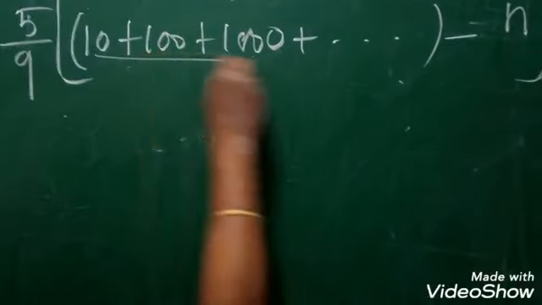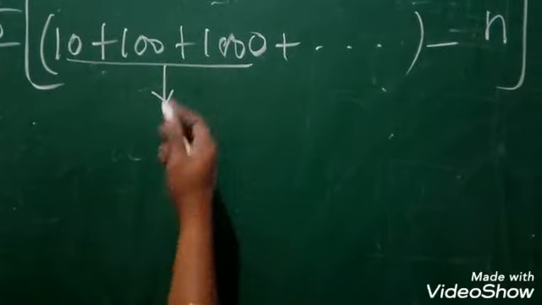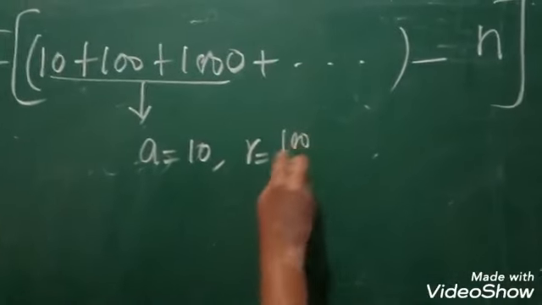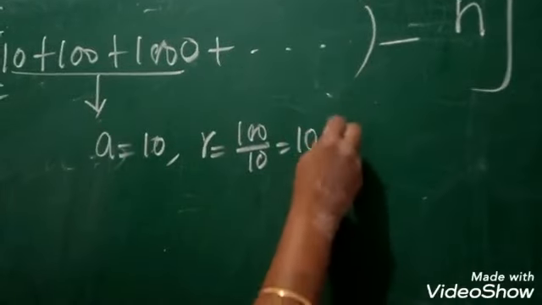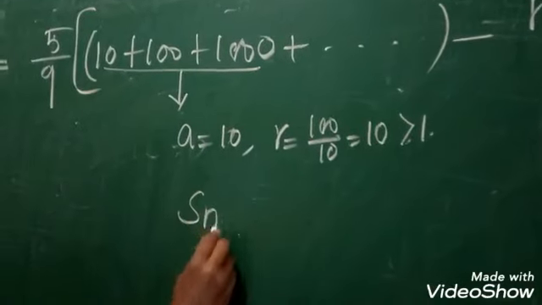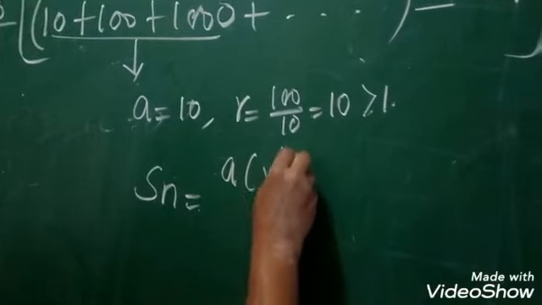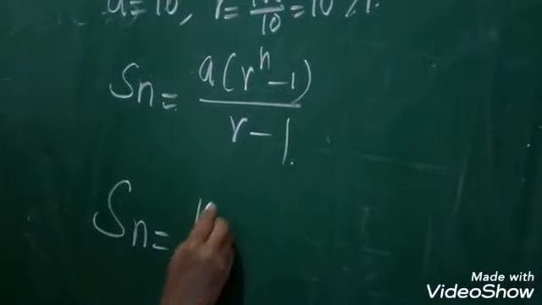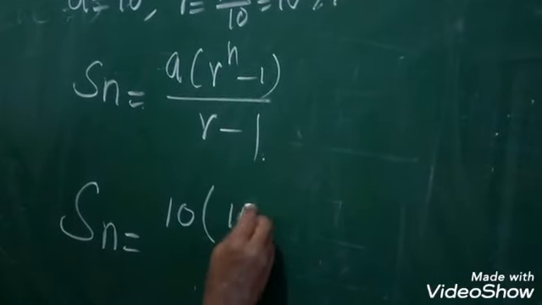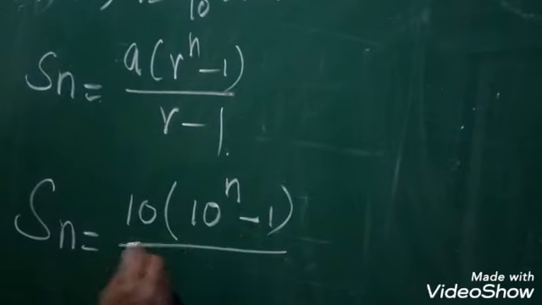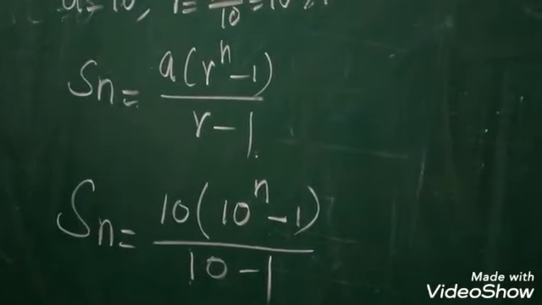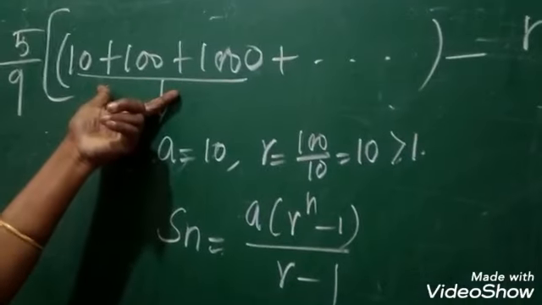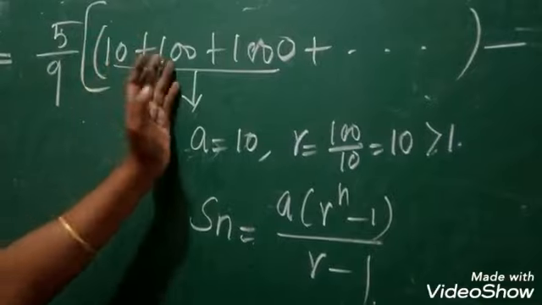Okay girls, now we have to use the formula Sn. Here, consider 10 as the first term, and the common ratio is the second term divided by the first term, so 10, which is greater than 1. What formula here? Sn is equal to a into r power n minus 1 divided by r minus 1. Now Sn equals, what is the value of a? a is 10, so 10 into 10 power n minus 1 divided by 10 minus 1. Have you all understood? Only this part I am going to use the GP formula for, because it is multiplied by 10.